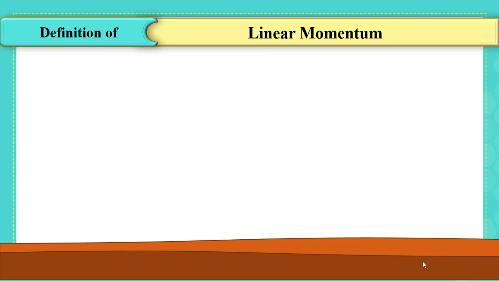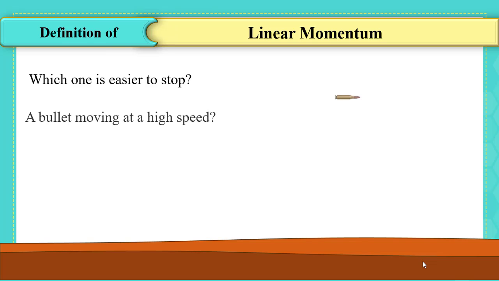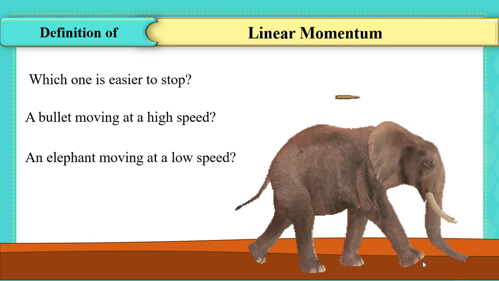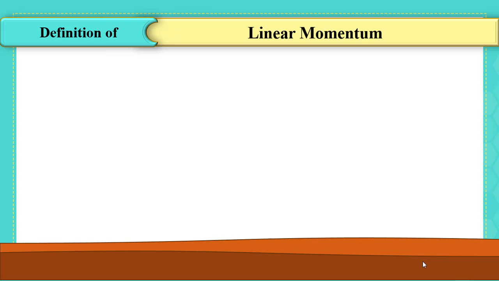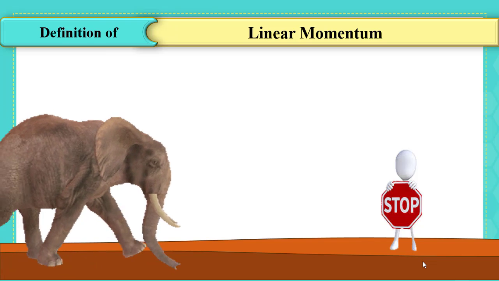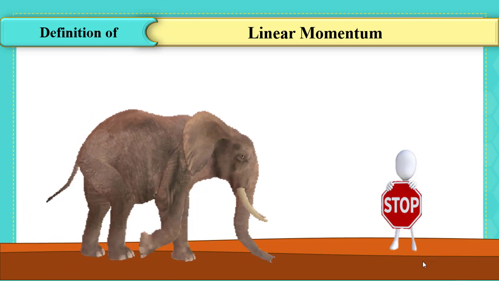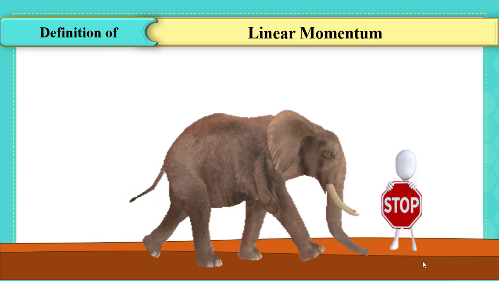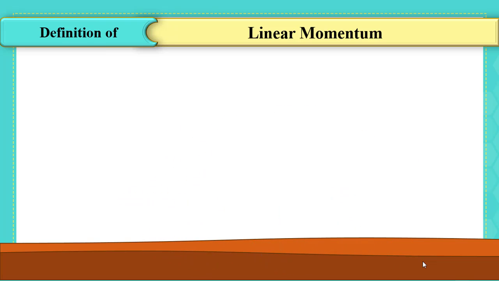Now, what is linear momentum? Before we start, let's think a little. Which one is easier to stop? A bullet moving at a high speed or an elephant moving at a low speed? Let's check it. It is difficult to stop the bullet, which is relatively faster than an elephant, which has larger mass relatively. Rest in peace, boy. But also this elephant was hard to stop.